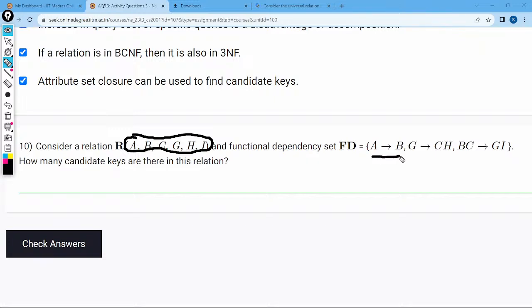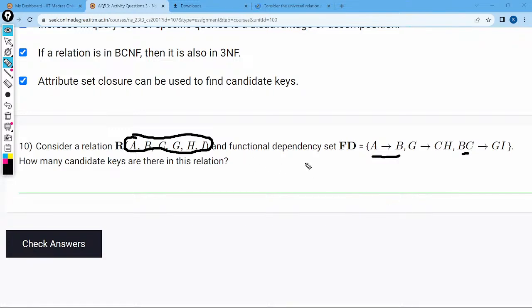So A maps B, and that's it. You need C to map further. So A plus is out of the equation. Let's go for B. Even B is out of the equation.